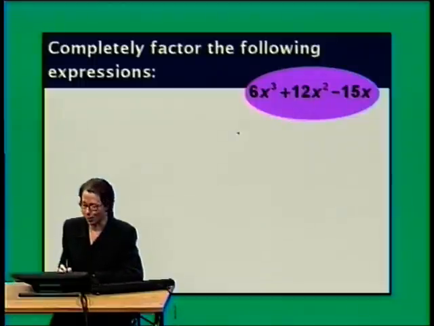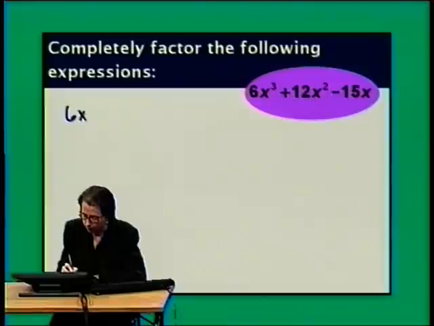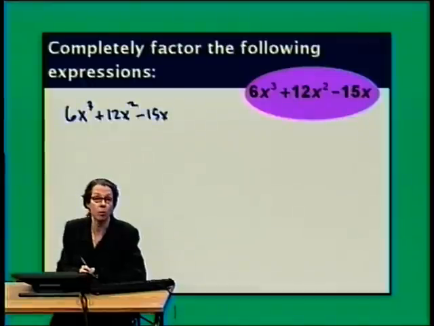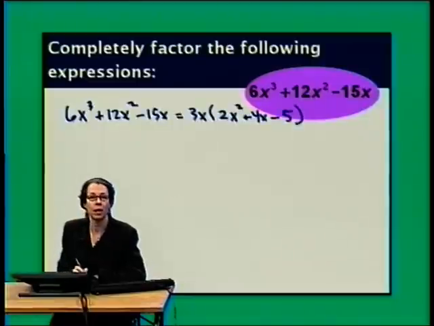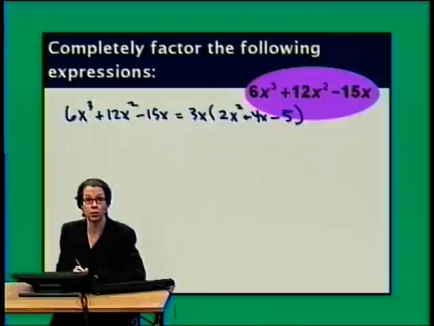Once again, a trinomial. This time I see that my three terms share a common factor. I can start by factoring out the common factor of 3x. That leaves behind 2x squared plus 4x minus 5. Now I want to see if I can factor that trinomial inside the parentheses.